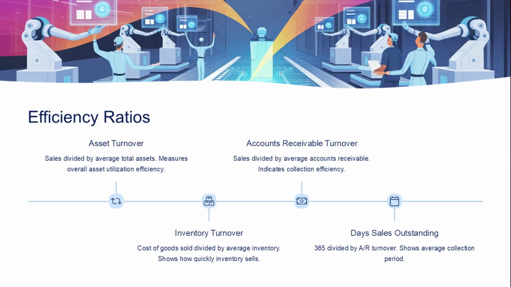A higher ratio means inventory is selling faster. Accounts receivable turnover looks at how efficiently the company is collecting payments from customers. A higher ratio indicates faster collection of accounts receivable. Finally, days sales outstanding calculates the average number of days it takes to collect payment from customers. This provides insight into the company's cash conversion cycle. Understanding these efficiency ratios can help us identify areas for improvement and make more informed business decisions.